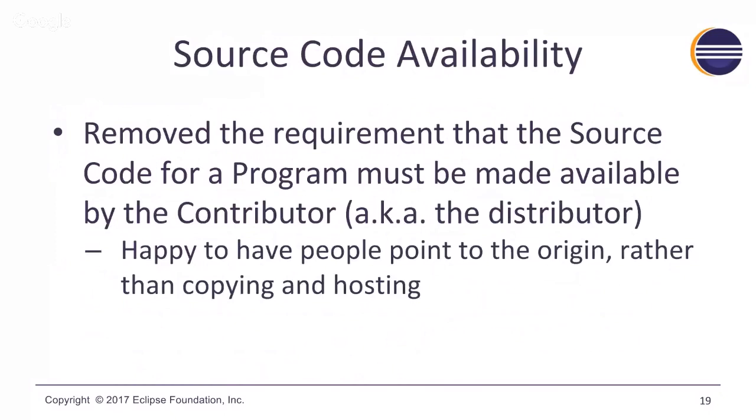Source code available: we removed the requirement that source code for the program has to be available from the contributor, which is the distributor. What this clause in EPL version 1 was doing was forcing companies who want to distribute EPL licensed code to copy the source code and maintain it on their own servers. We would prefer that they simply point to the repositories at the Eclipse Foundation, saying this is where the source code is available. And I think that reducing extra copying of code is a good thing.